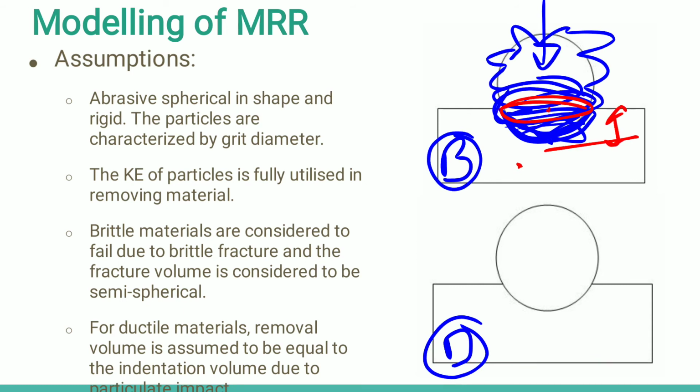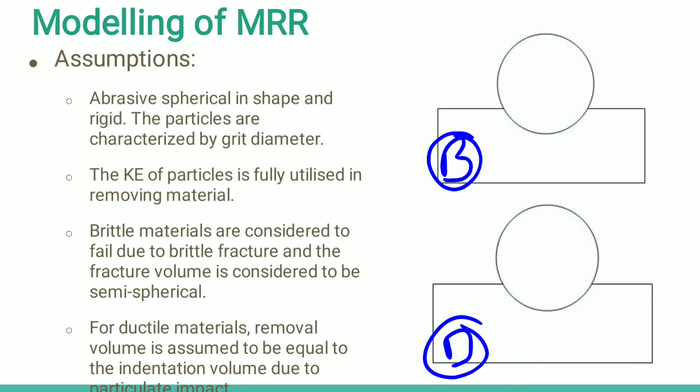Okay, taking this as the center, it has some radius r, and this radius is constant through the depth. If you look at it in 3D, it will be spherical, a semi-sphere or hemisphere, whatever you call it. The volume that is removed looks like a part of a sphere.